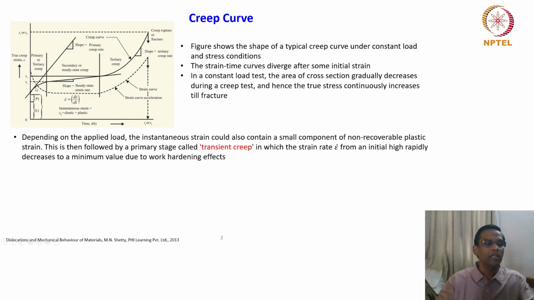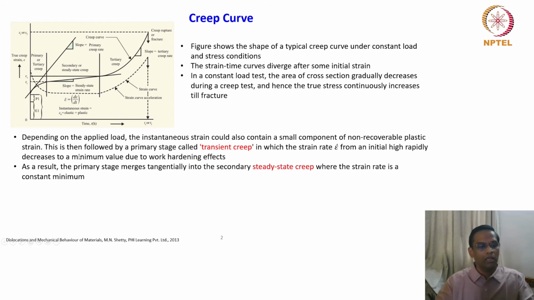You see that after the instantaneous strain, this curve goes like this. That means it work hardens. You can just match these two curves and see how the plateau regions are matched here. That is the reason I brought this figure to compare. The strain rate decreases, the strain hardening takes place. As a result, the primary stage merges tangentially into the secondary steady state creep. So this plateau is called steady state. We will discuss in elaborate manner why it is called steady state.